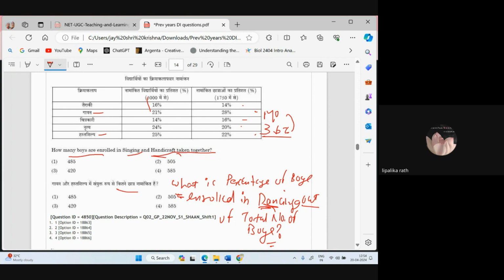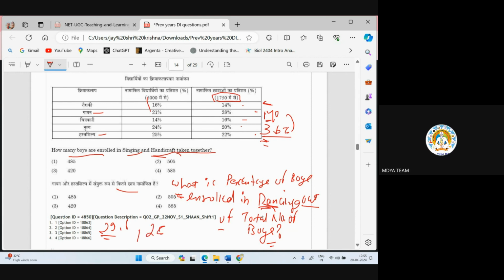Sir, you are asking the percentage of boys enrolled in dancing out of the total number of boys, na? Yes. So I got around 29.6%. So what you did first, you have to calculate the total. First you will calculate the total number of boys, like they have calculated here the total number of girls. You can calculate the total number of boys by calculating boys in every sector. So what was the total number of boys? 1250 is the total.